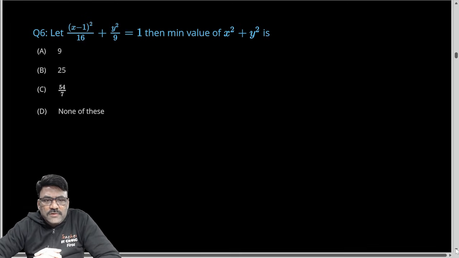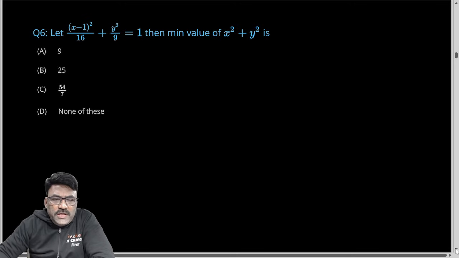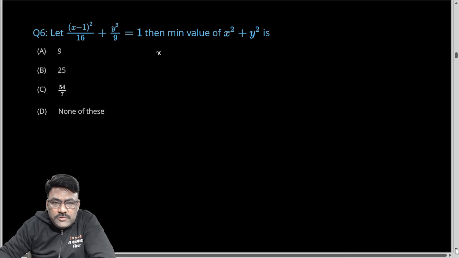Okay, let's see this question. This is from ellipse. An ellipse is given to you and you have to find the minimum value of x square plus y square. For any point on this ellipse, I can take the parametric form. x minus 1 can be taken as 4 cos theta, and y can be taken as 3 sin theta.